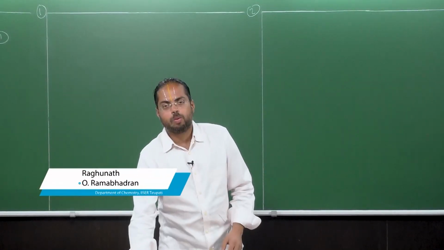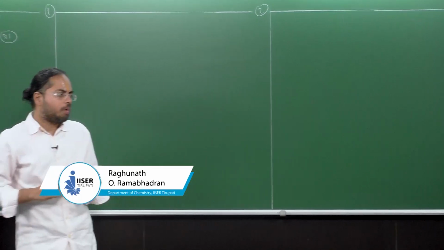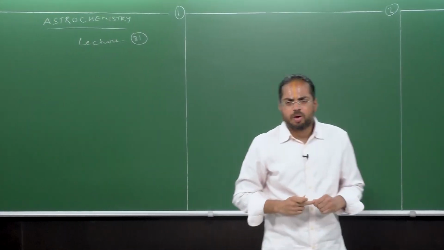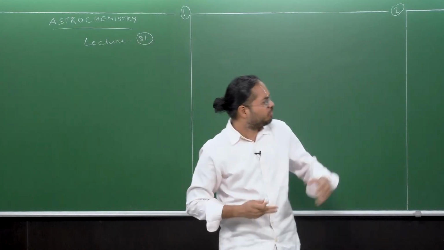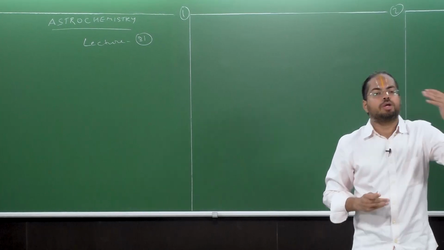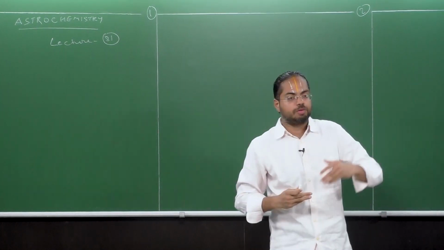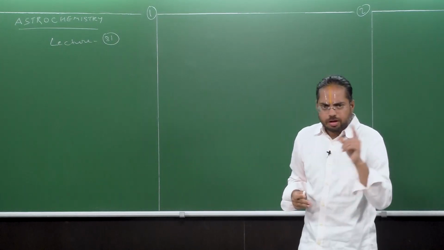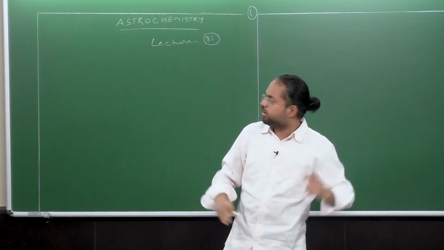Hello all, welcome to Astrochemistry. This is lecture number 81. Now, in the previous lecture, we were looking at some physical properties of planets, and I was discussing the surface temperature and surface pressure. I want to continue with the concept of pressure, surface pressure, and atmosphere of the various planets. To begin with, I want to first add a rectification and a few clarifications from lecture 80.